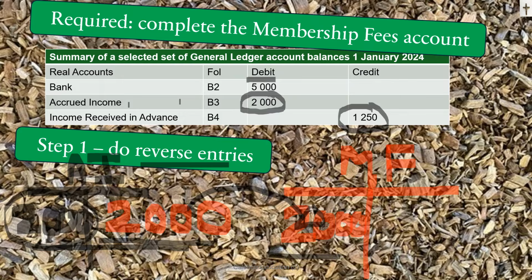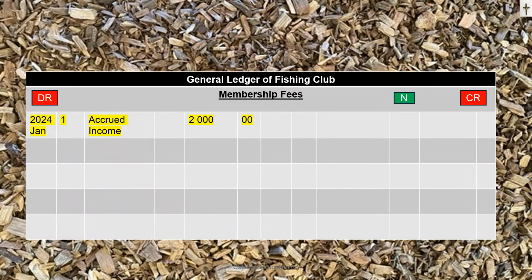And we're going to see if we receive the money or if it was bad. We do that by crediting accrued income and, more importantly, we debit membership fees. So it will look like this. Membership fees, the first reverse entry. From the adjustment of the previous year, owing income from the previous year is now brought into the current year. And we will see what happens with that $2,000. That was outstanding membership fees, 2,000 from the previous year.